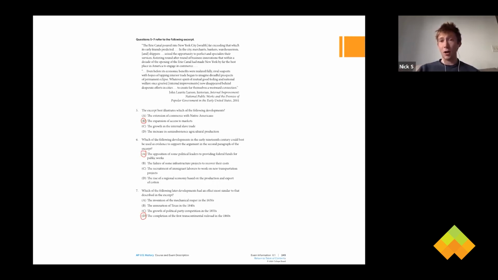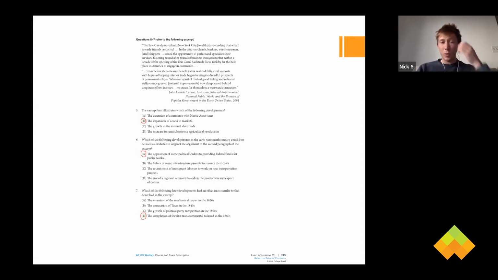If it doesn't talk in any way about Native Americans, even more than one small step removed, it really just can't be that answer. That would just be way too speculative. That's an absent idea. Same thing with C, with the internal slave trade, not to mention that we're talking about New York City, where slavery wasn't a big issue.